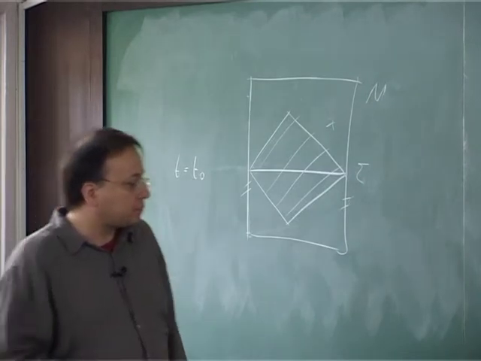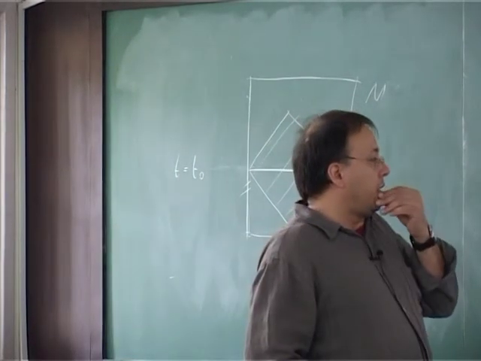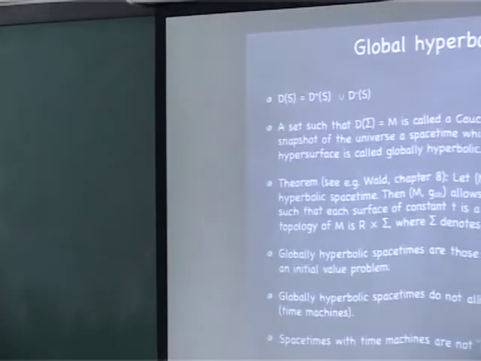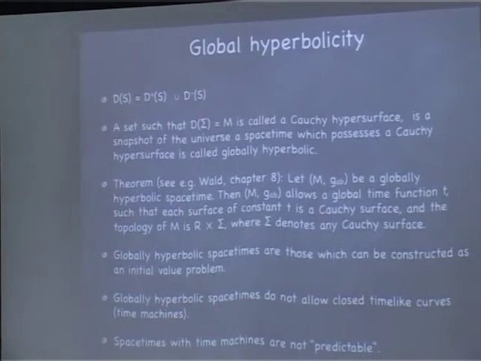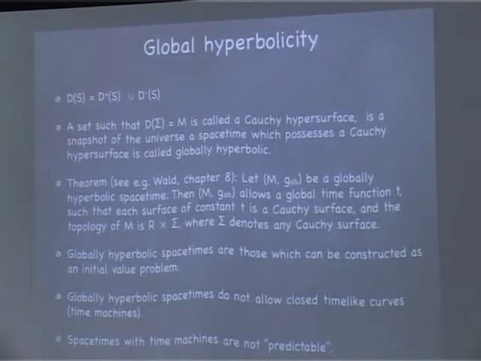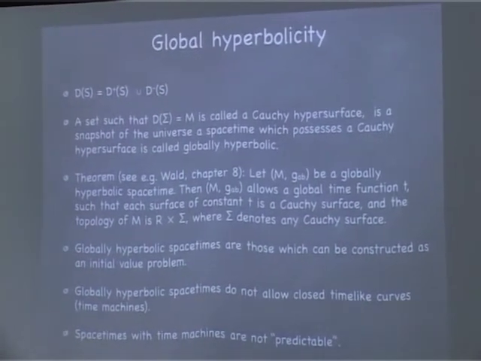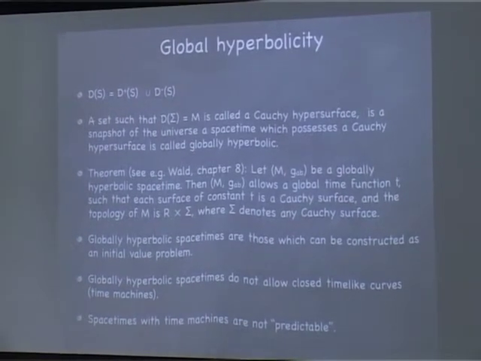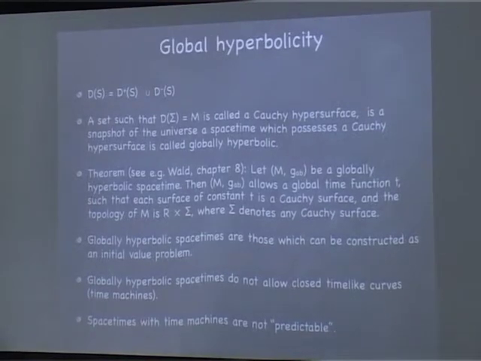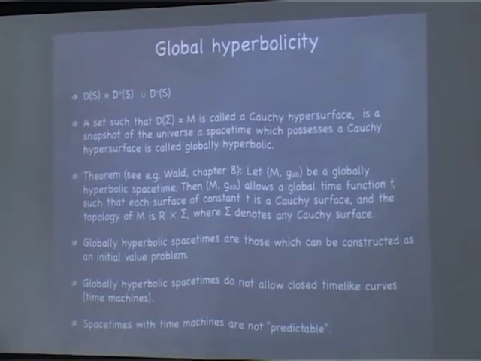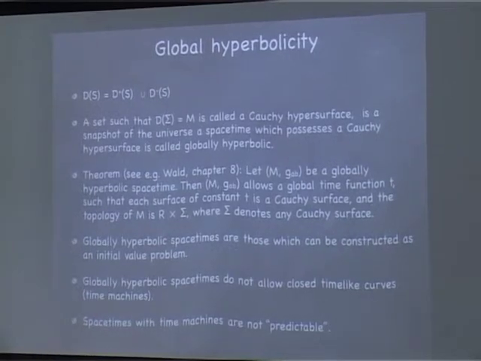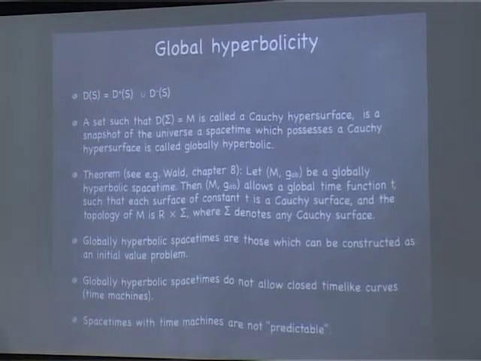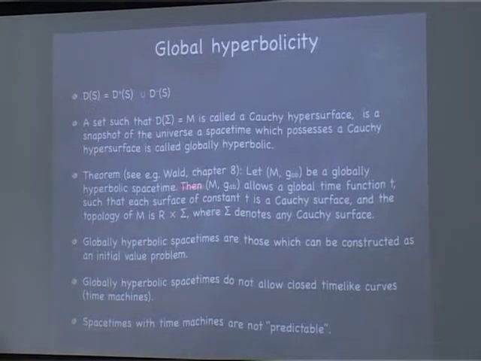All right. And then we can show a very simple but deep theorem, which is that if the manifold with metric G is globally hyperbolic, so it does have a Cauchy hypersurface, then this manifold allows a global time function T. Remember that Thomas has also talked about these time functions, these foliations of the manifold, such that each surface of constant T is a Cauchy hypersurface.